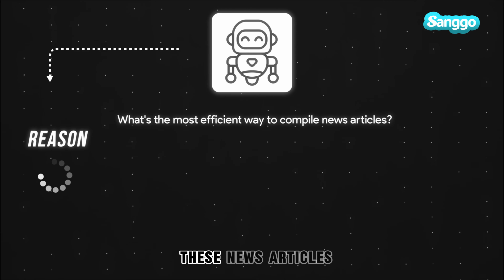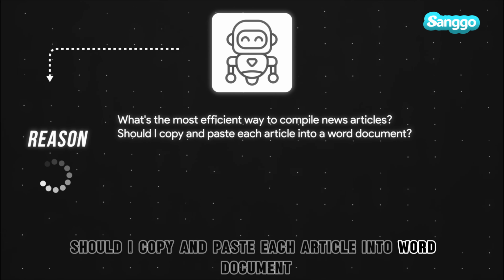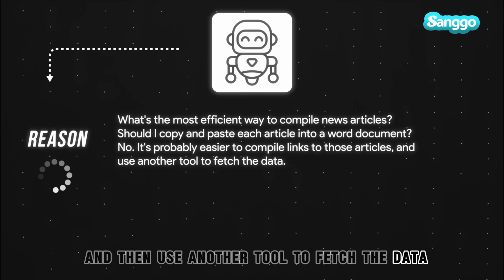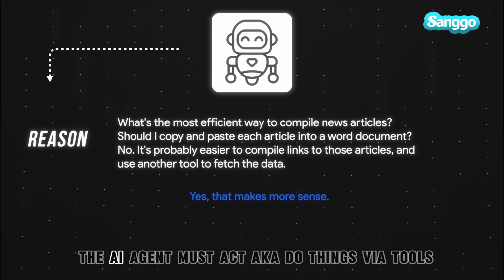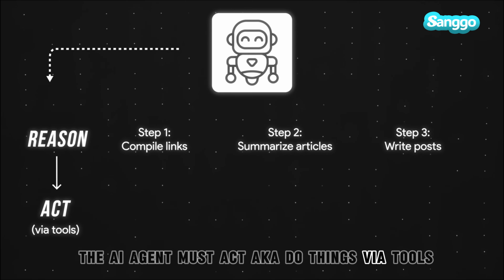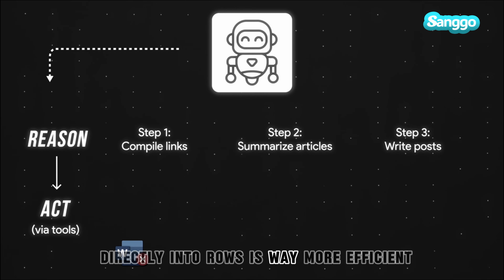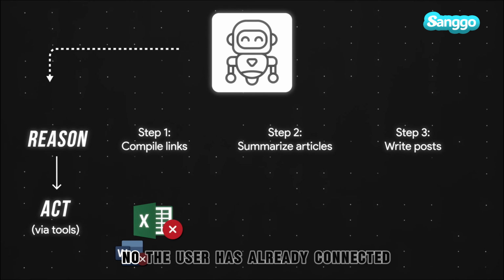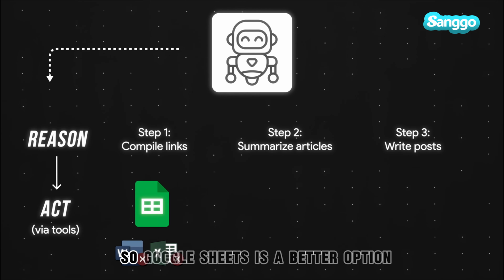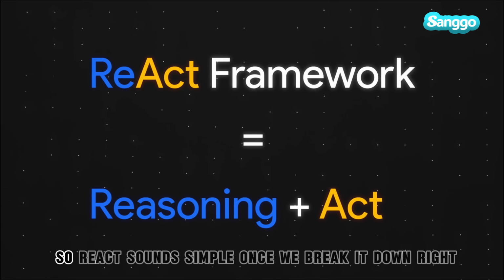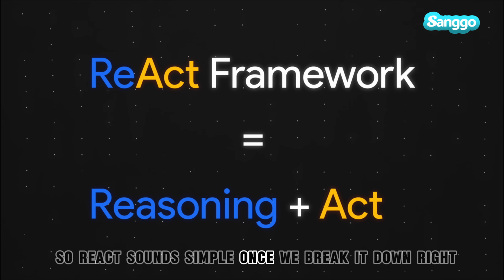What's the most efficient way to compile these news articles? Should I copy and paste each article into a Word document? No, it's probably easier to compile links to those articles and then use another tool to fetch the data. Yes, that makes more sense. The AI agent must act, aka do things via tools. Should I use Microsoft Word to compile links? No, inserting links directly into rows is way more efficient. What about Excel? No, the user has already connected their Google account with Make.com, so Google Sheets is a better option. Pro tip: because of this, the most common configuration for AI agents is the ReAct framework. All AI agents must reason and act, so ReAct. Sounds simple once we break it down, right?